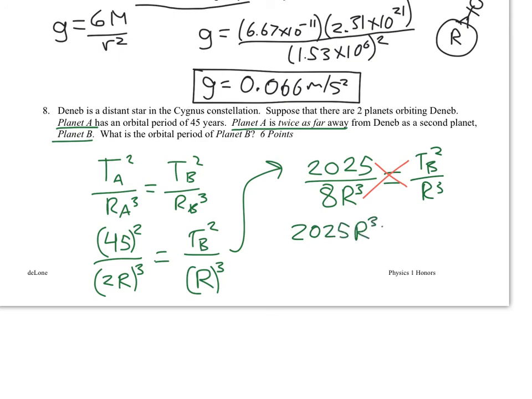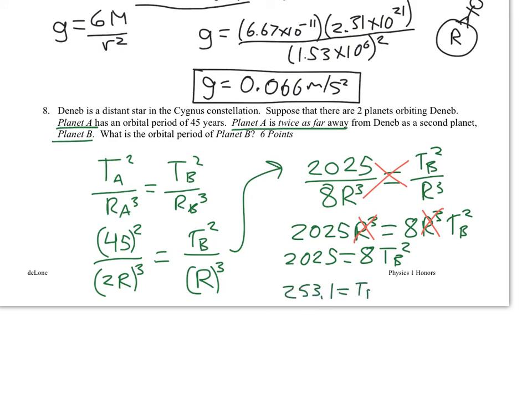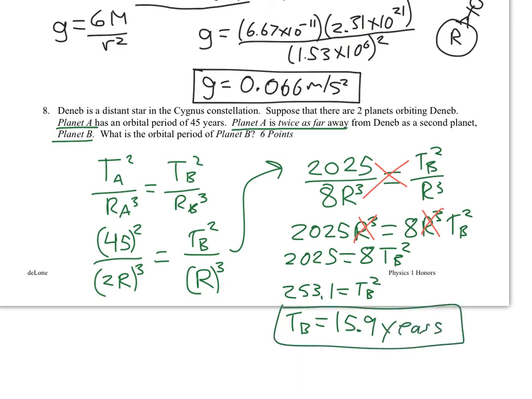2,025 r cubed equals 8r cubed times TB squared. We see there's an r cubed on both sides, and so it goes away. And I end up getting that 2,025 equals 8 TB squared. So we'll divide by 8, and I get 253.1 equals TB squared, which means the period is going to be 15.9, and the units will be years because that was the units I used for my original period that I plugged in over there.